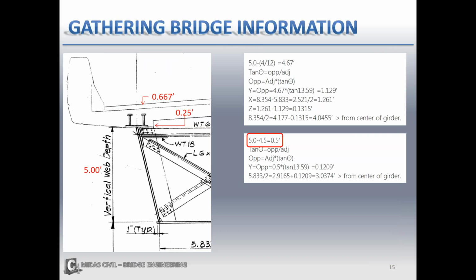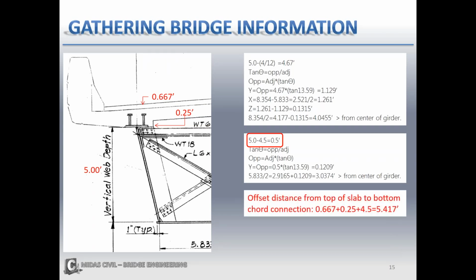So we're going to do this based on the concrete slab thickness, the haunch depth, and the actual depth of the web. You're going to find the offset distance from the top of the slab to the bottom chord connection. So this node right here, basically. In my case, it's 5.417.